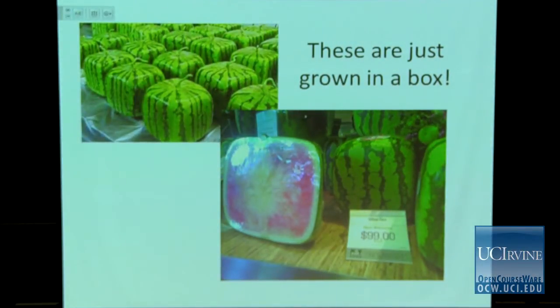These guys are just born in a box. So that's kind of sad, but it's true. Look at that. $100 for your square one. Yeah. If biology doesn't work out, we can always grow square ones.